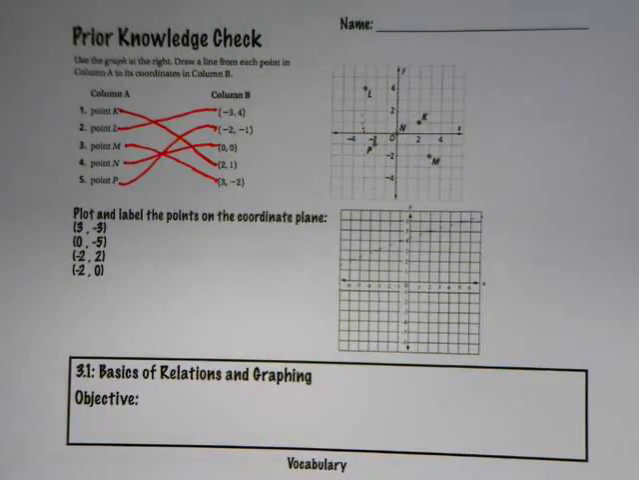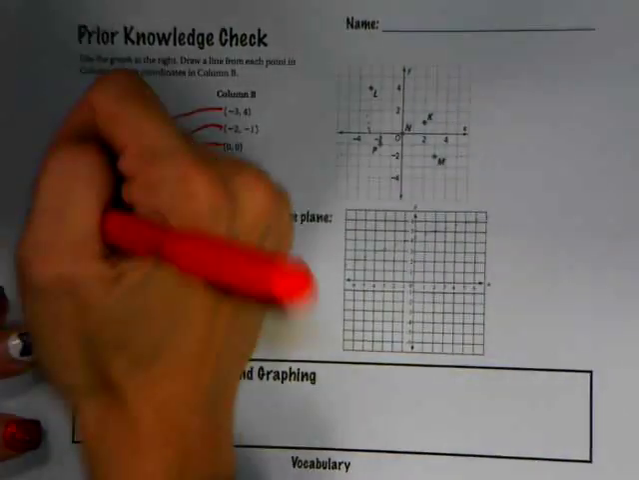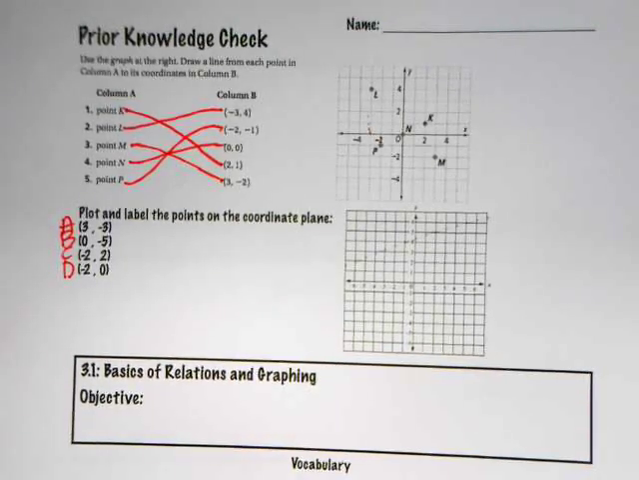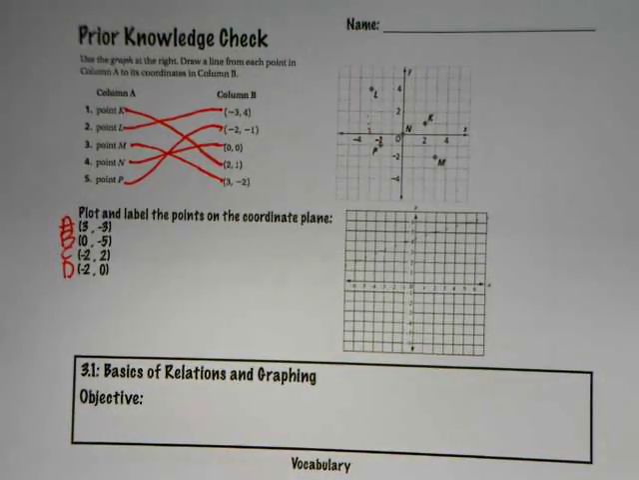For plotting the points, because you're supposed to plot and label, instead of having to label the whole point, I'm just going to make these A, B, C, D, so I can just label with the letter. So remember, the first number is the number it matches up to on the horizontal. The second number is what it matches up to on the vertical.